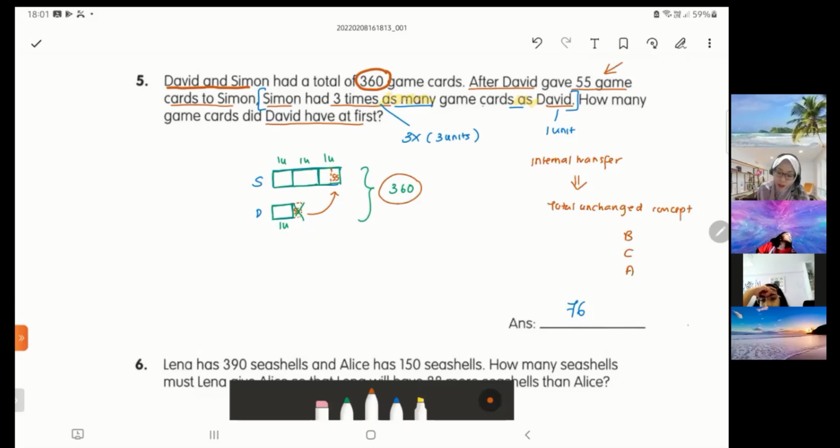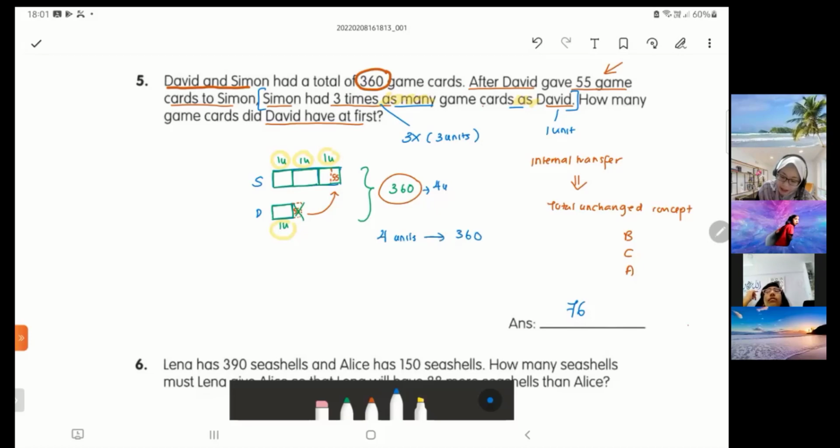Okay? So what do we do? We have the 360. Then we look at how many parts we have in all. For units, 1, 2, 3, 4. I have 4 units, right? So which means this 360 is actually 4 units. So 4 units is 360.